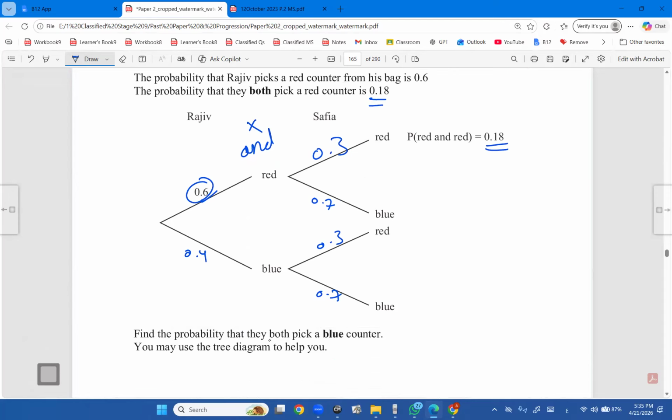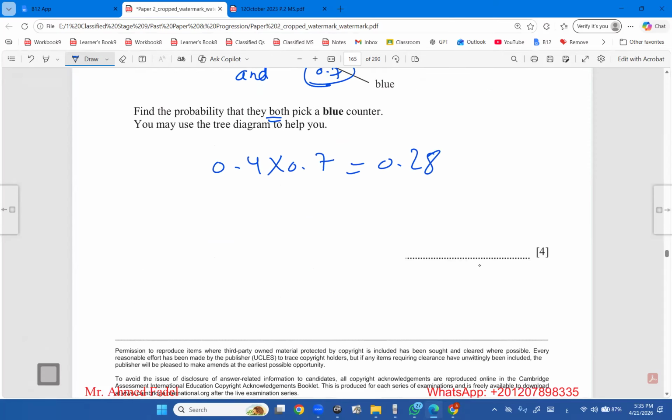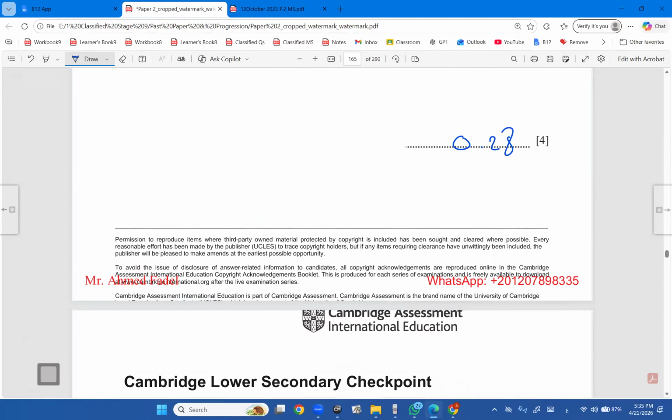Now, find the probability that they both pick a blue counter. So blue and they said both, so and blue. 0.4 times 0.7 equals 0.28. This is the probability, 0.28.